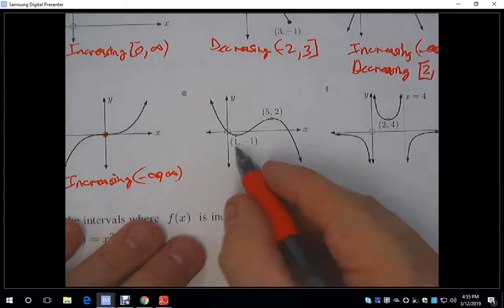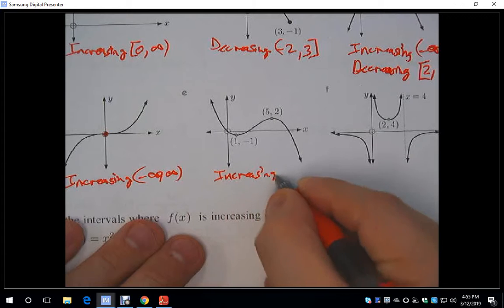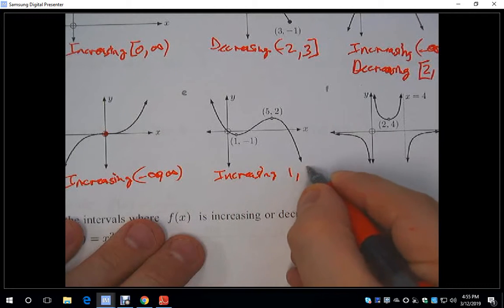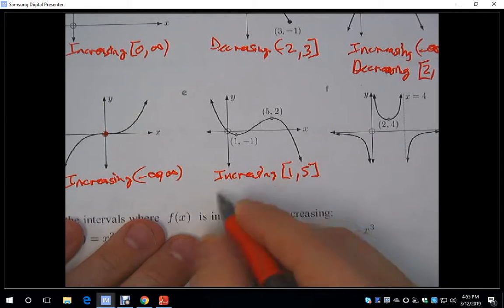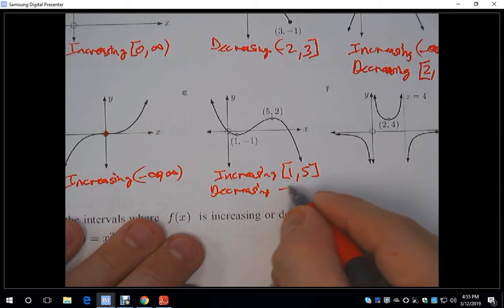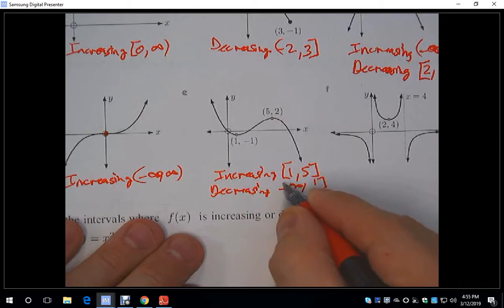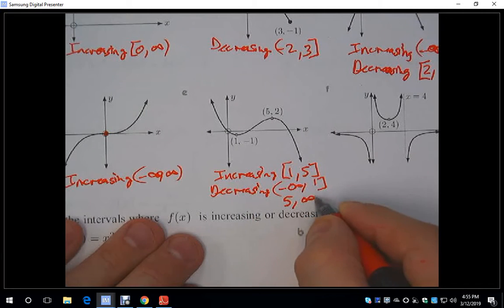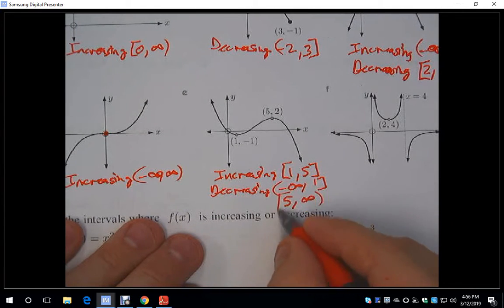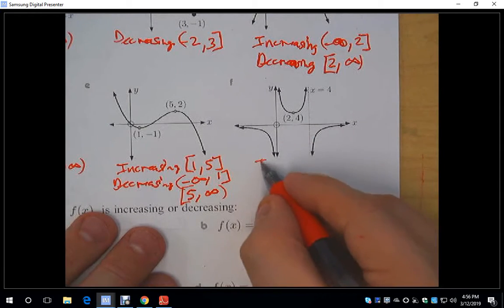Now if we look at the next one, the graph is increasing from 1 to 5, and it is decreasing from -infinity all the way to 1, and then from 5 to infinity. We're just looking at the domain, right? So this is included. If we look at the next one, the graph is increasing.